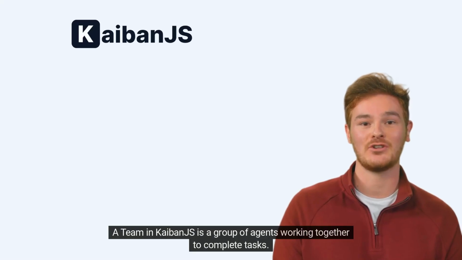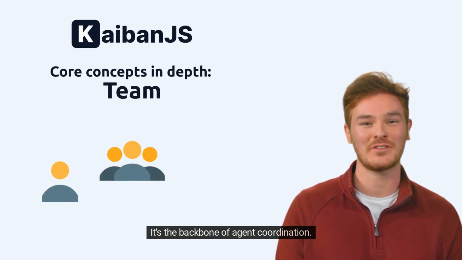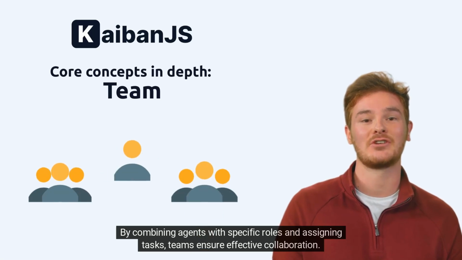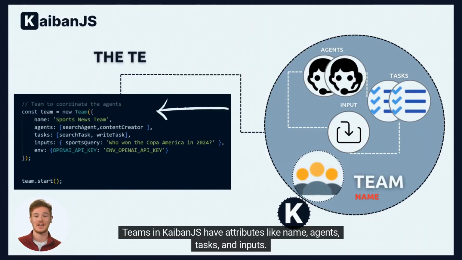A team in KaibanJS is a group of agents working together to complete tasks. It's the backbone of agent coordination. By combining agents with specific roles and assigning tasks, teams ensure effective collaboration. Teams in KaibanJS have attributes like name, agents, tasks, and inputs.